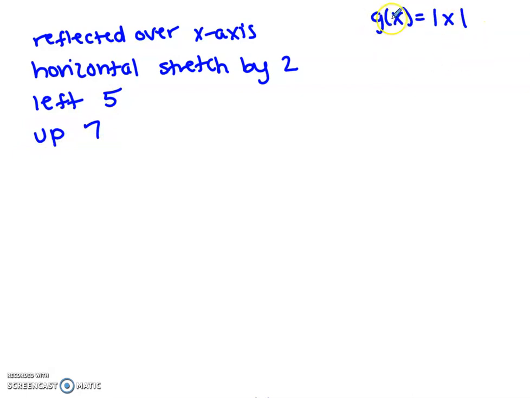So if we're starting with the parent function, I'm going to make a new function here, f of x. So the parent function is the absolute value of x. So I'm just going to write it like this. So we have the absolute value of x. That's our parent function. And now we're going to take that function and we're going to do these things to it. So we're going to reflect it over the x-axis. So reflecting over the x-axis means that we're going to have a negative in the front of our function. So we're going to put a negative here.